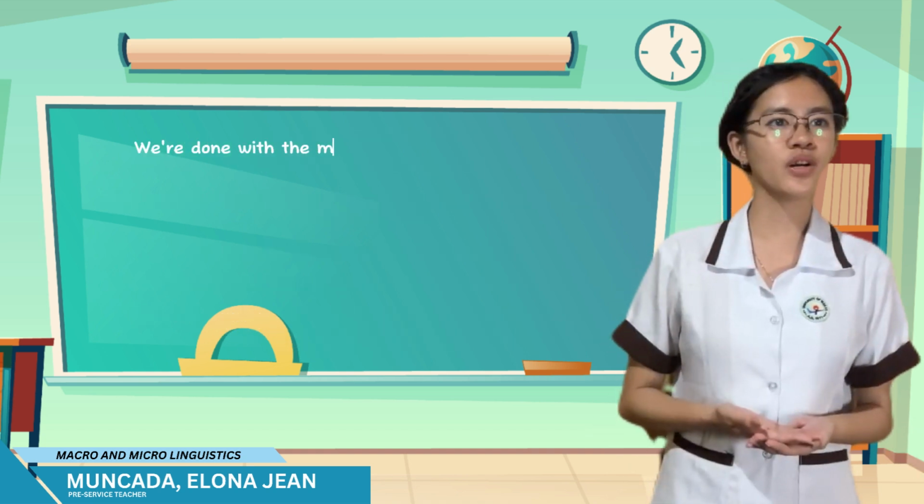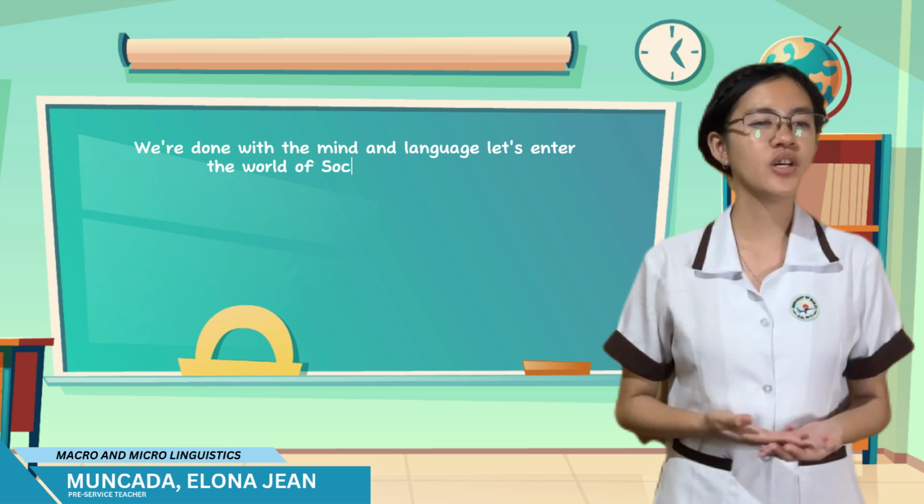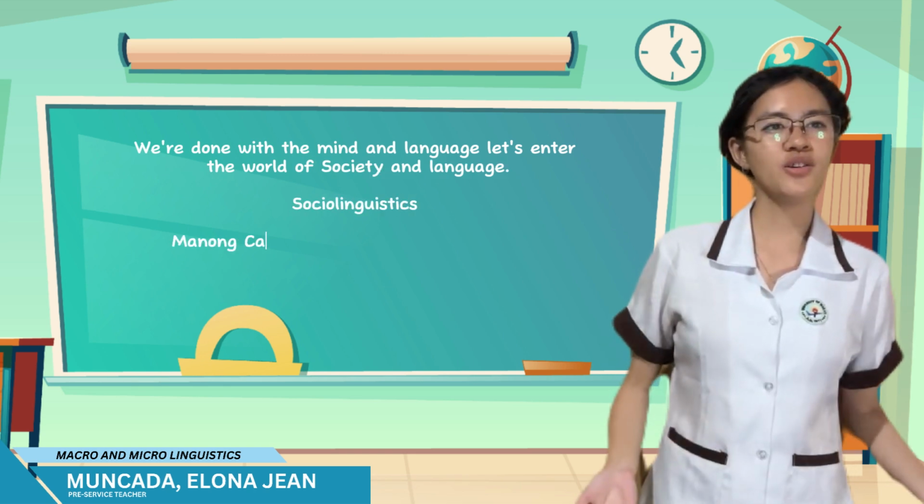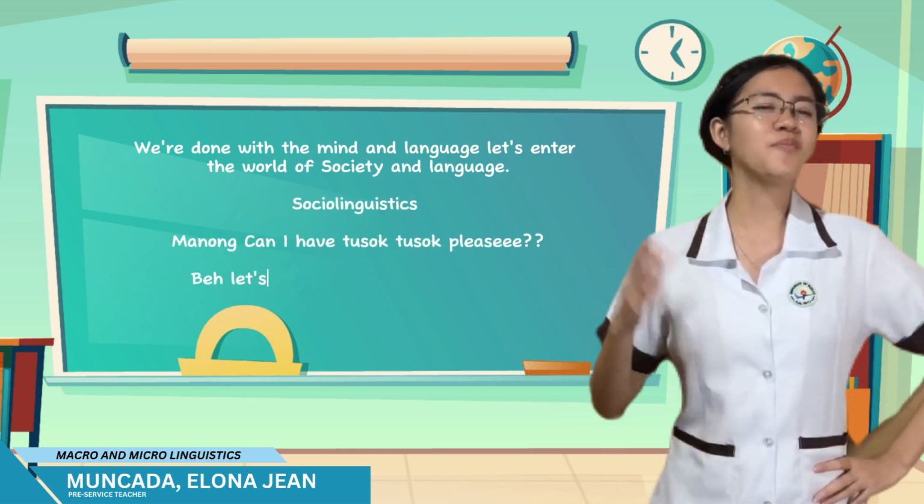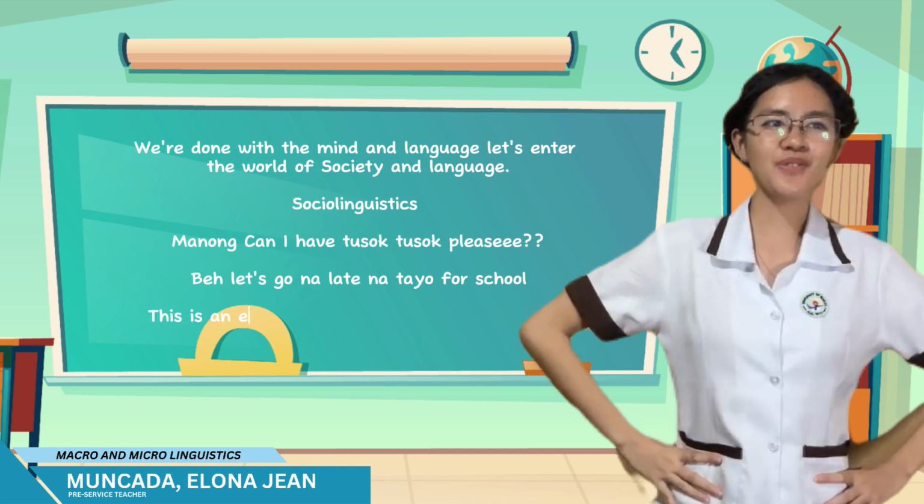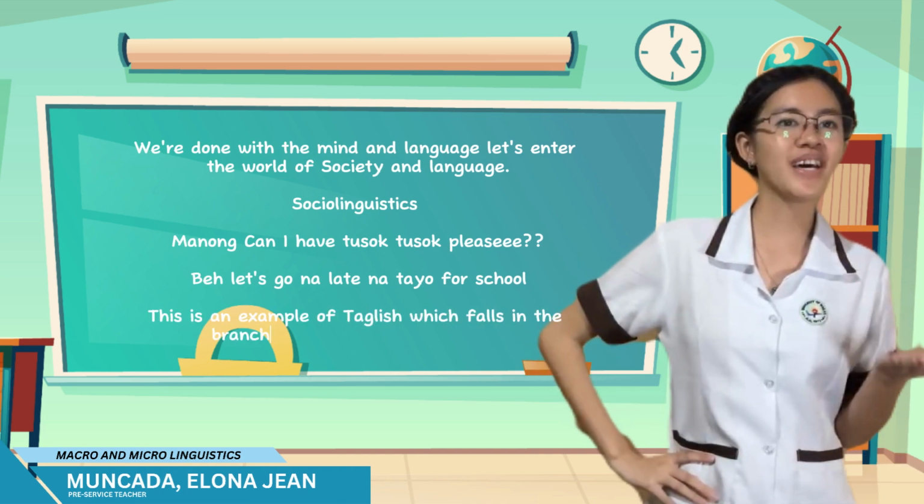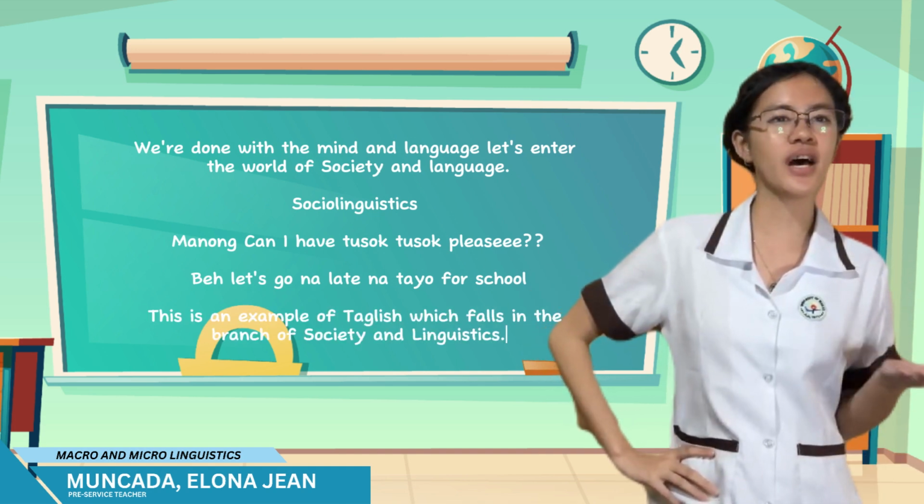Let's enter the world of society and language. Social linguistics. Mano, can I have tusok-tusok please? Well, let's go na. Data type for school is an example of Taglish which falls in the branch of society linguistics.